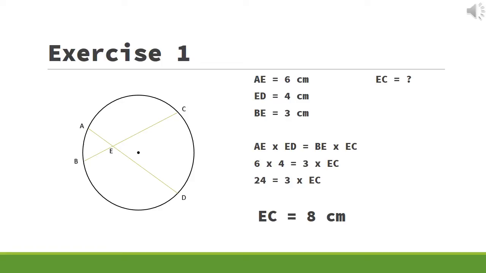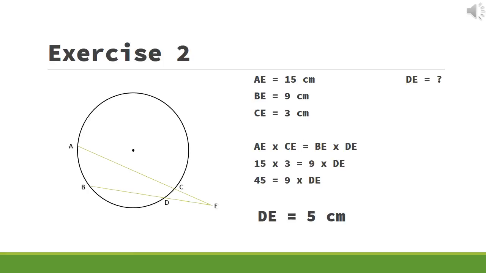Using the intersecting chords theorem, AE times ED is equal to BE times EC. Substituting values, 4 times 6 is equal to 3 times the measure of EC. So, 24 is equal to 3 times the measure of EC. Dividing both sides by 3, we get that the measure of EC is 8 centimeters.